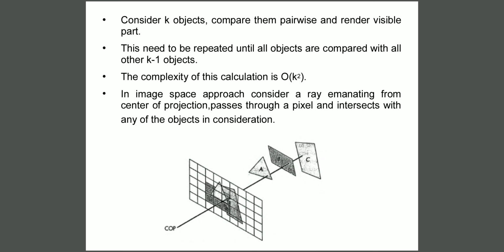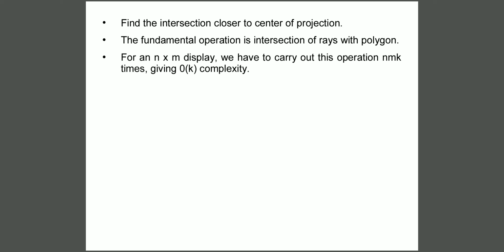Then the fundamental operation is the intersection of rays with polygons. If we consider an n cross m display, that means in a display we have n rows and m columns, and if we consider k objects to display on an output screen, then we will carry out this operation, that is intersection of rays with polygon, n m k times, which will give a complexity of big O of k. In the object space approach, the complexity is big O of k square, but here we are using a different approach, so the complexity gets reduced to big O of k. This is regarding hidden surface removal.